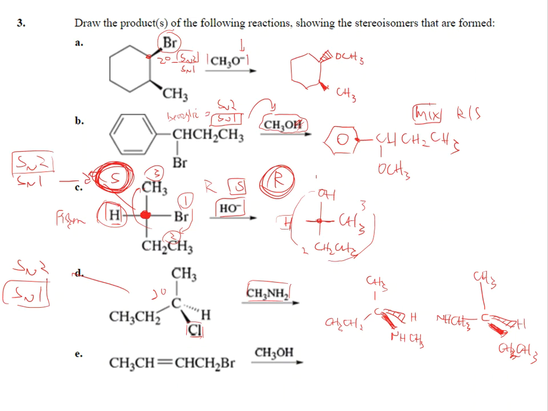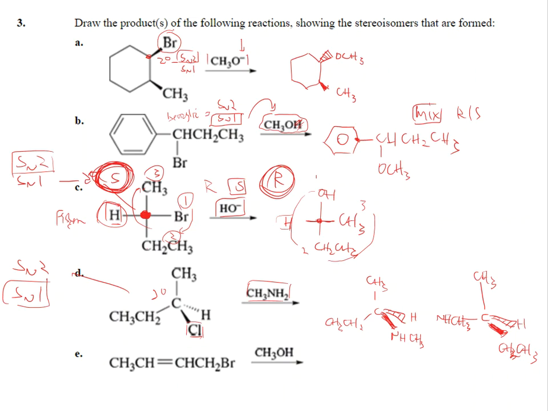Now, let's look at part E. As far as part E goes, we get this double bond and a bromine on it with the OH group. This is one of those problems that I told you that you would probably never see on a test. I wanted you to see one of them in person, though.